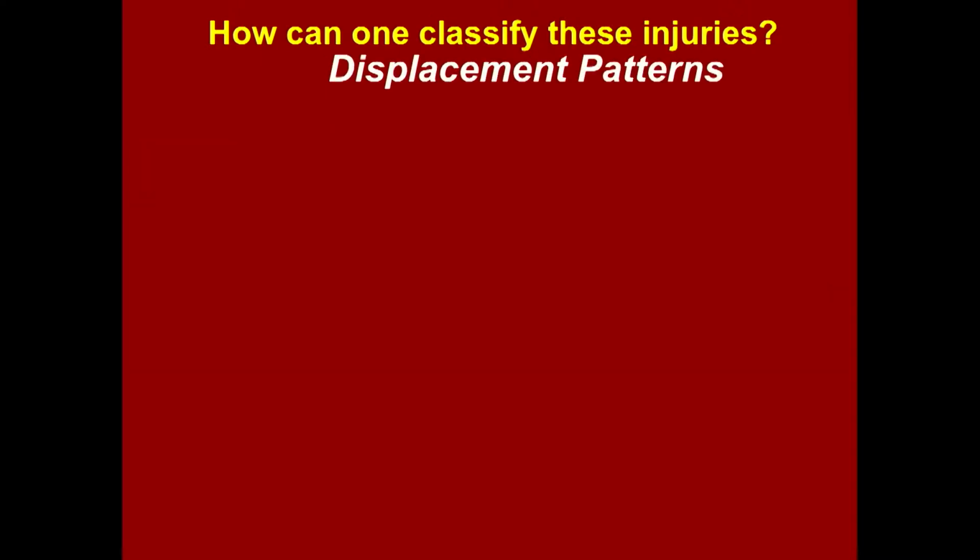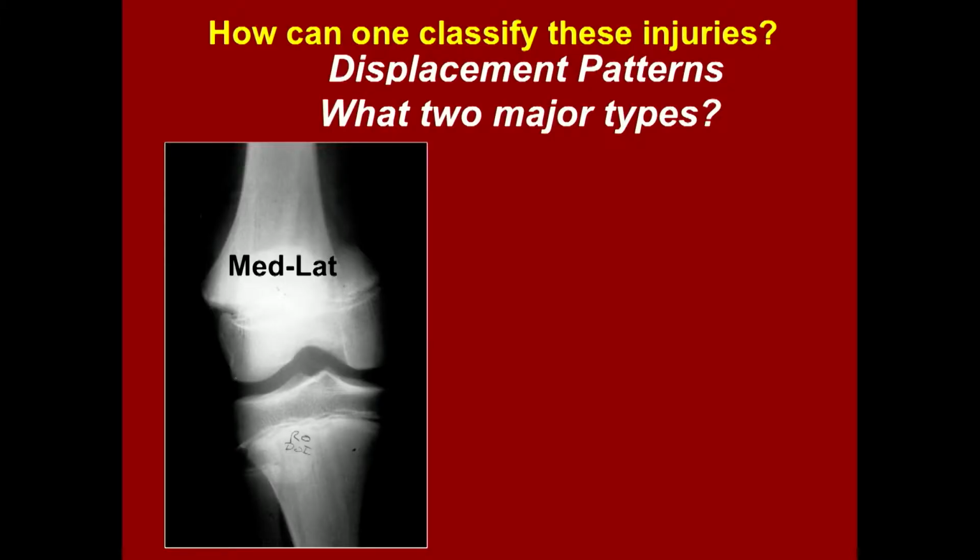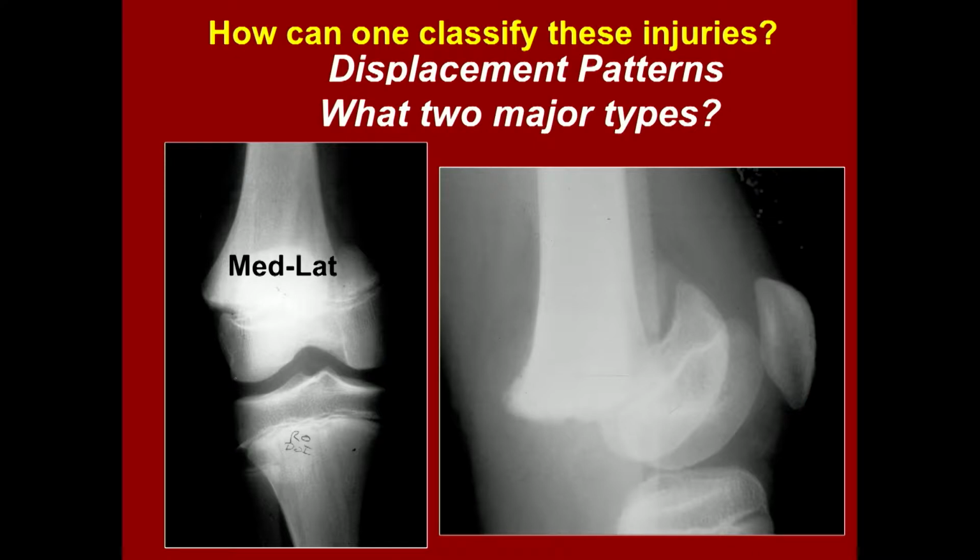So, how do you classify them? Based on displacement patterns. So what two major displacement patterns do you have? As far as varus valgus or flexion extension? Yeah, that's exactly right. There are two major types: medial lateral in the coronal plane, or anterior posterior in the sagittal plane. You can have that, and sometimes you'll actually have a combination of both.